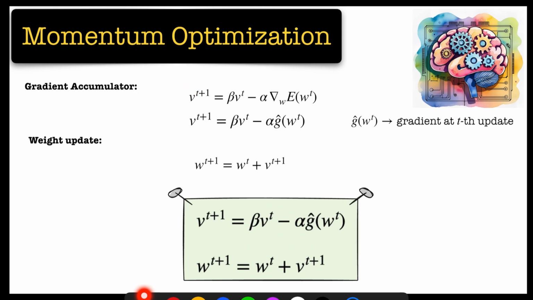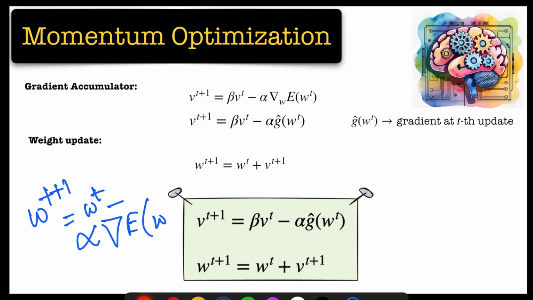Vt plus 1 is the gradient accumulator at iteration t plus 1. That is how we are calculating it: beta times Vt minus alpha times gradient of error. Earlier what we were doing is Wt plus 1 equals Wt minus alpha times gradient of error, right? That term we already had, but now we are just introducing this beta times Vt. That is the gradient accumulator from the previous iteration. So we are introducing this, and this is our gradient accumulator.